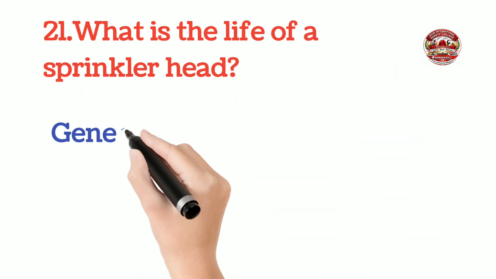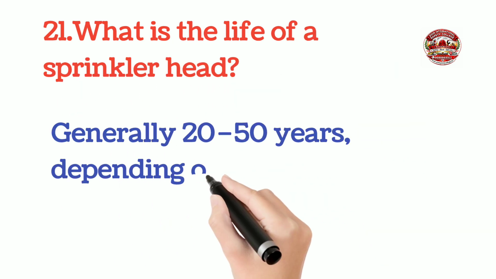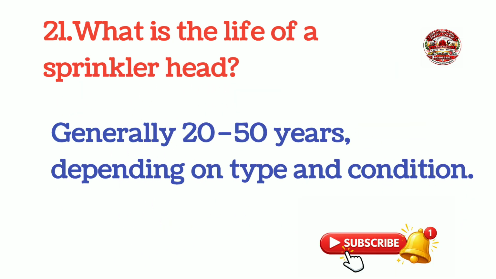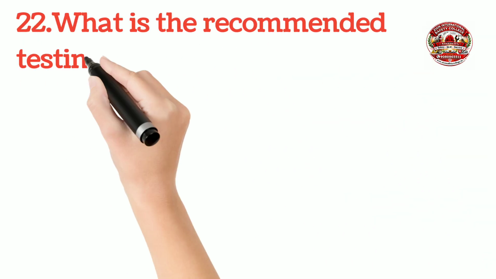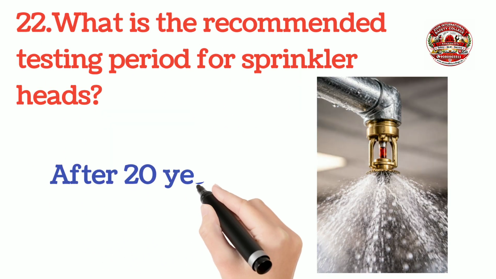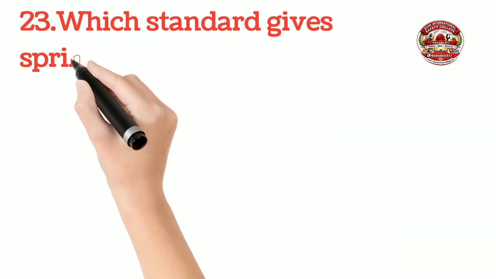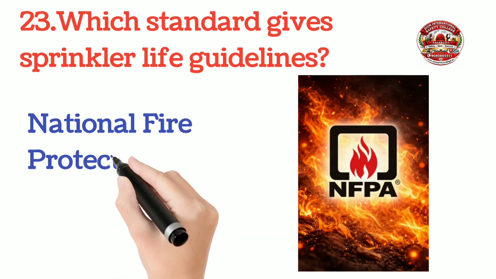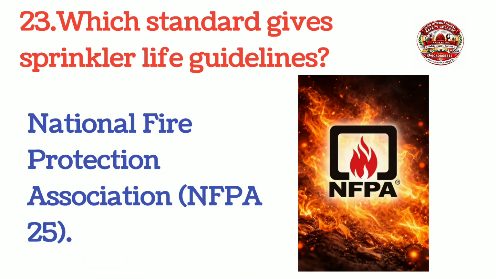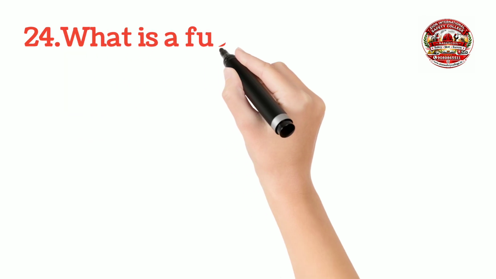What is the life of a sprinkler head? Generally 20 to 50 years, depending on type and condition. What is the recommended testing period for sprinkler heads? After 20 years from installation. Which standard gives sprinkler life guidelines? National Fire Protection Association, NFPA 25.